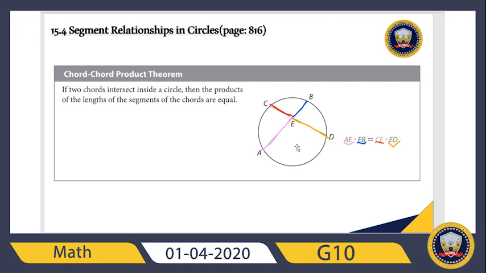If two chords intersect inside a circle, then the products of the lengths of the segments of the chords are equal. The first theorem says if I have two chords that cross each other inside a circle, then this equality holds. So AE times the length EB equals the length CE times the length ED. Okay, this is the first theorem. Let's do some applications.